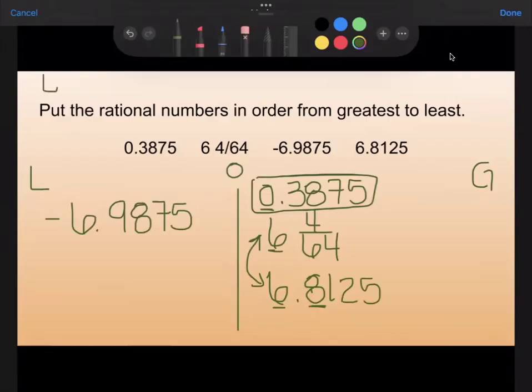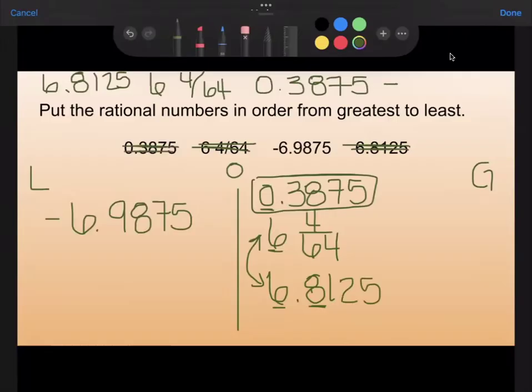So that means I'm going to put 6.8125 here. Maybe cross it off. Next would be 6 and 4 over 64. Cross that one off. Next would be 0.3875. Cross that one off. And the only one left, negative 6.9875. So this would be the order from greatest to least.